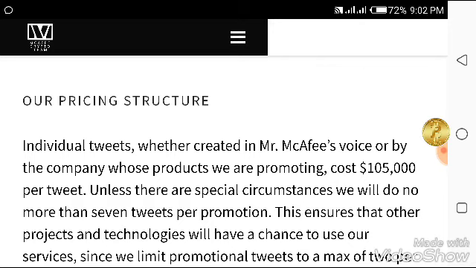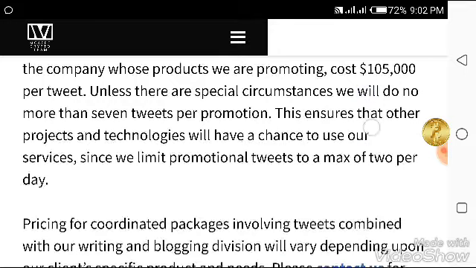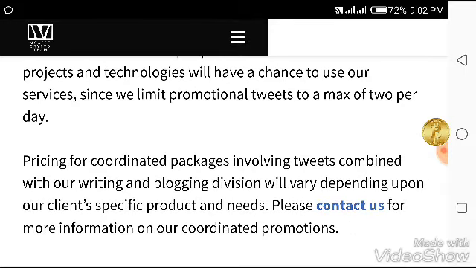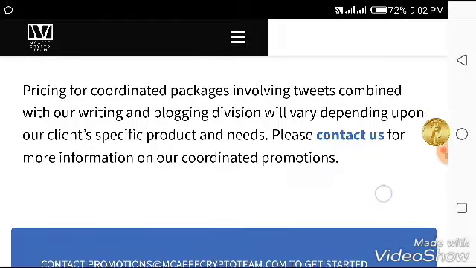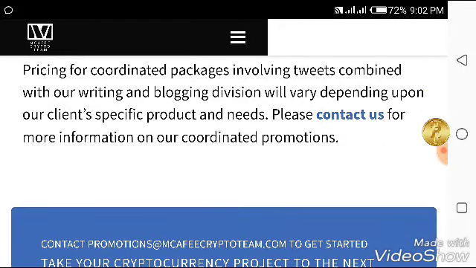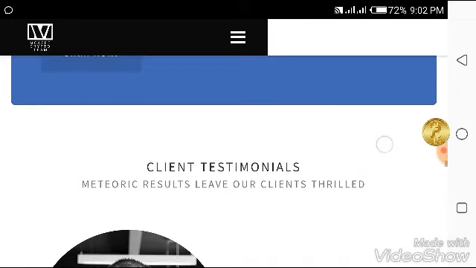Per tweet, wow. Unless there are special circumstances, we'll do no more than 7 tweets per promotion. This ensures that other projects and technologies will have a chance to use our services, since we limit promotional tweets to a max of 2 per day. Wow. Pricing for coordinated packages involving tweets combined with our writing and blogging division will vary depending upon our client's specific product and tweets. Please contact us for more information on our connected promotions.